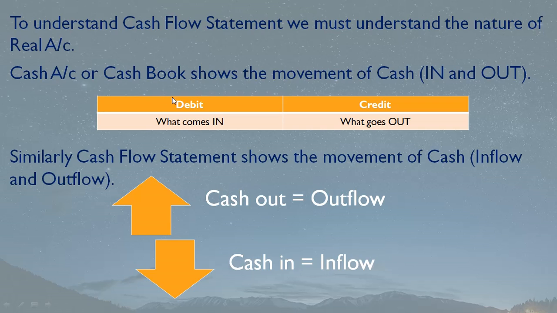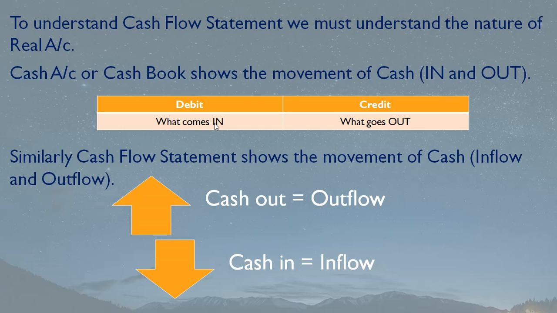In class 11 we have already discussed that the golden rule for a real account is debit what comes in, credit what goes out. You already know that cash is also a real account. So whenever the cash comes in, it is to be debited, and whenever the cash goes out, it is to be credited. The cash book or cash account shows the movement of cash in and out, isn't it? Whenever you receive money, it is treated as cash in, so that is your debit. Whenever you make a payment to someone else, that is your cash out, which is to be credited.